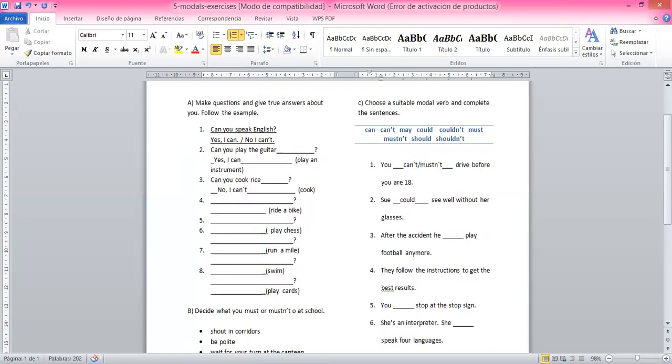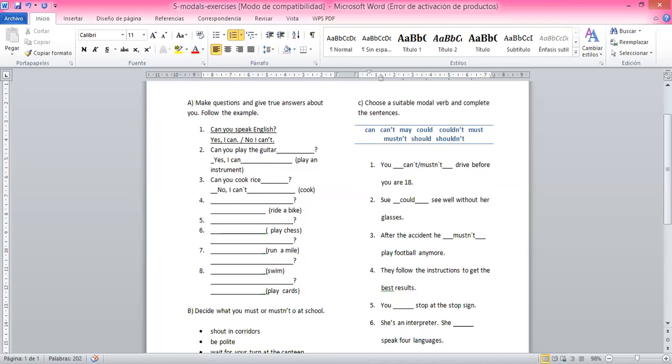Okay. Let's analyze the last one, number 3. After the accident, that is, mustn't. Let's see, we're gonna write it. You say mustn't. After the accident, he mustn't play football anymore.